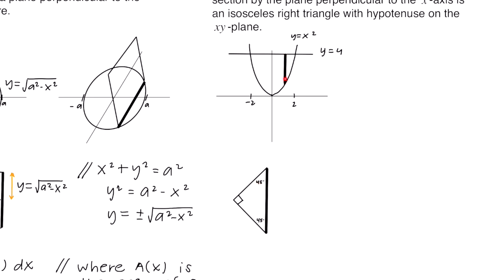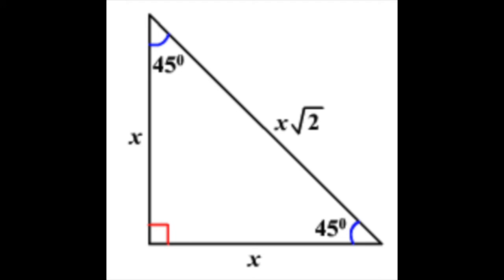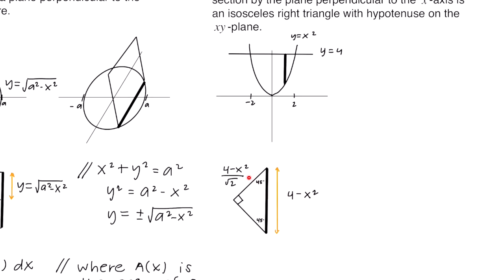So for this line segment, it's bounded by the line y equals 4 and the line y equals x squared. So to write an expression to represent it, we're going to do 4 minus x squared. So I have that written here. 4 minus x squared is going to be the length of the hypotenuse. So to get from the hypotenuse back to a side, you're going to divide by root 2. So that's why we're taking this expression and dividing by root 2, and that's the length of both of these sides.